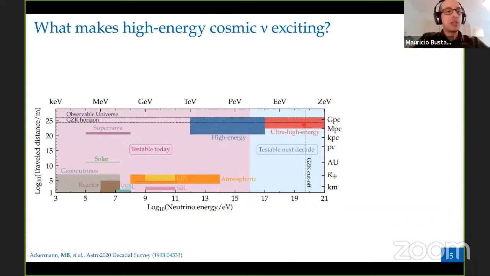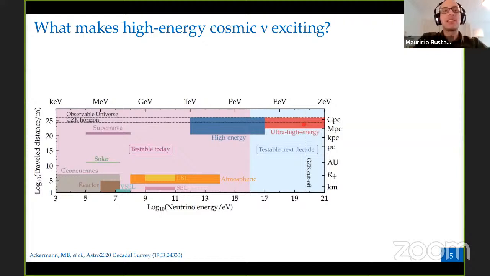So as I said, neutrinos come from a variety of sources, and you can arrange those sources according to the neutrino energy, again in the x-axis, and the distance that the neutrino travels from the source to the detector. And you see that towards the bottom left corner, we have all the usual suspects that have been studied for many years: the reactor neutrinos, geoneutrinos, solar neutrinos, a bit higher energy atmospheric neutrinos, long baseline, short baseline, very short baseline, and at higher energies, supernova.